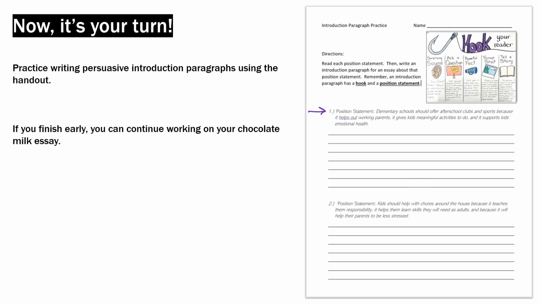And when you find the one that works for you, on the lines, you're going to first write your hook, and then you're going to write the position statement. So you're building the intro paragraph that could be used for that essay. And then you'll move on to the second one and try that one out. I can't wait to read your great ideas.